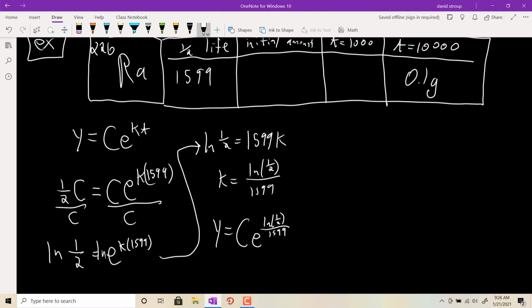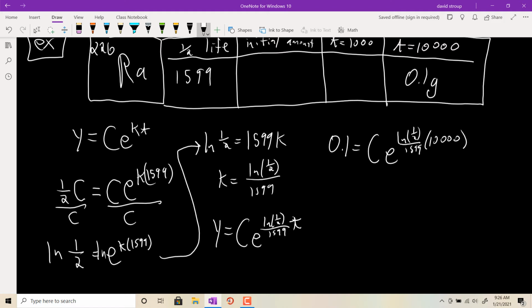Okay. So next, I'm going to use the 0.1 grams to solve for c, right? I just found k. So 0.1 will equal c e to the ln of 1/2 all over 1599 times 10,000.